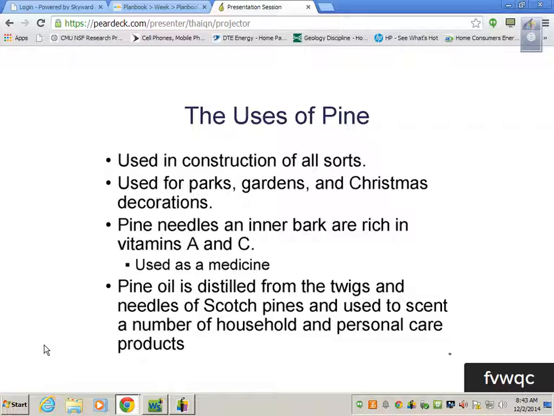So the uses of pine. We'll go outside and look at some pine trees, but they're obviously used in construction. They're used for parks, gardens, and Christmas decorations. Who has their pine tree? Who has their sporophyte in their living room right now? I do. I went and cut one down this last weekend.